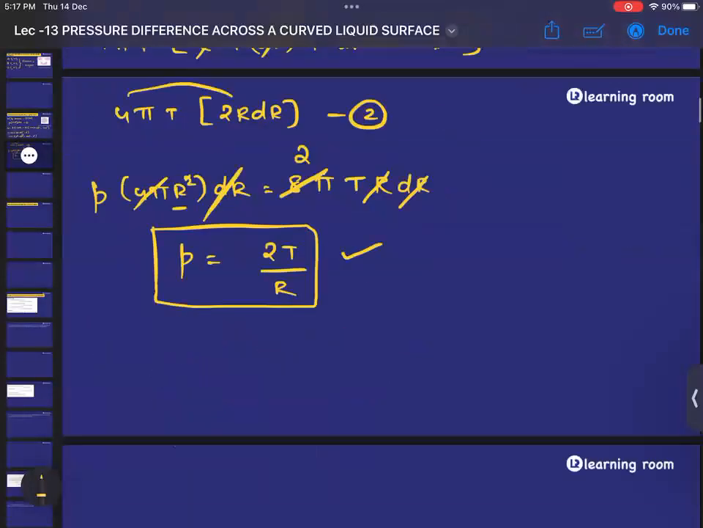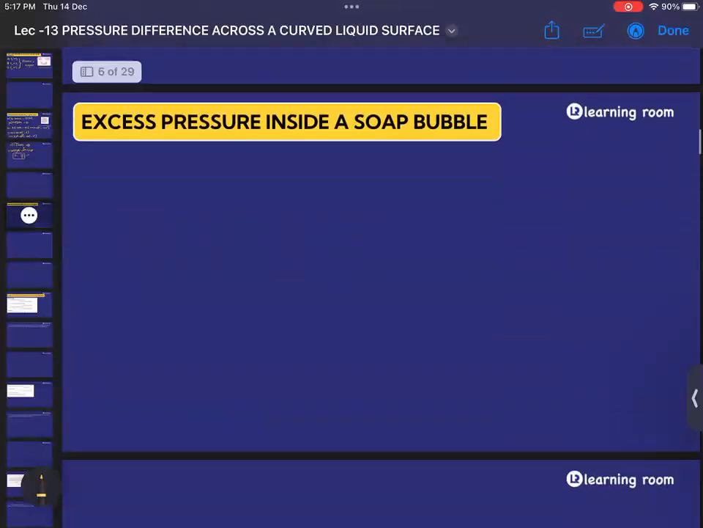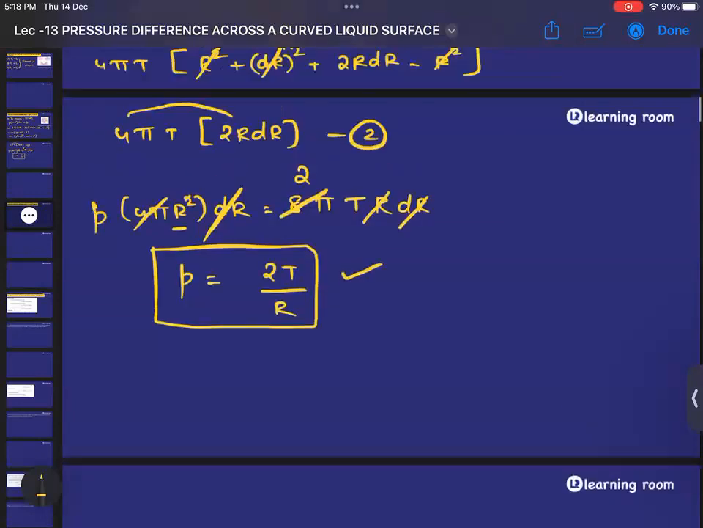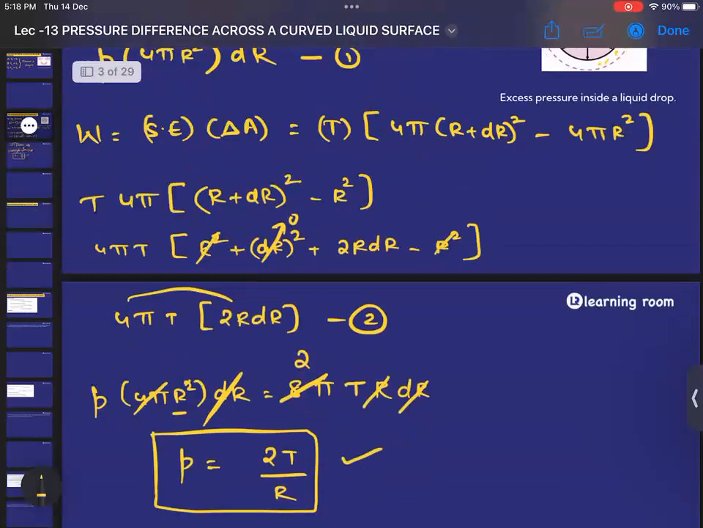Right. See, the next topic is excess pressure inside a soap bubble. This is a very good practice for you. The diagram, every step is same, but there is only one difference. Can someone tell me which point will change? 2 surface tensions because of 2 surfaces. That's it. So instead of 1T here, I need to put 2T.